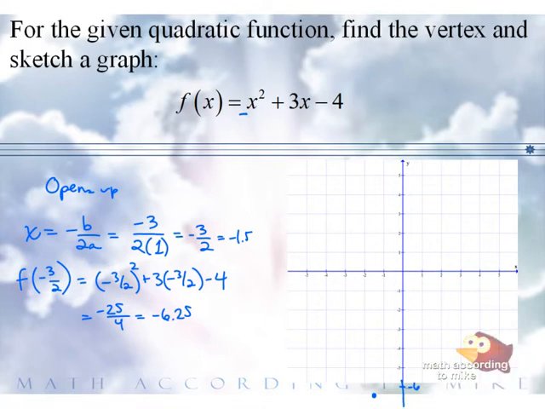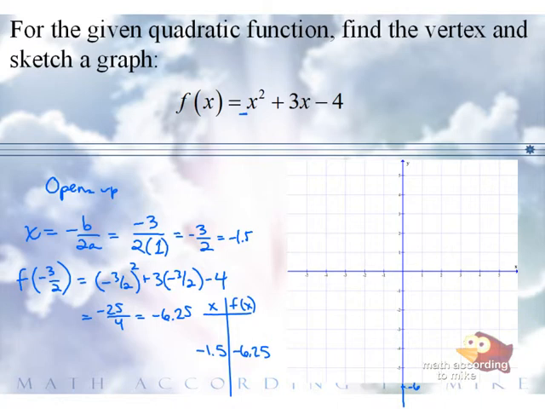Let me get rid of this guy. Due to symmetry, we know that the center of the graph is at negative 1.5. And then negative 6.25. Because the vertex is the center of the graph. So if we picked x values that are the same distance away from the vertex from either side, what will happen is we'll get a nice U-shaped curve.